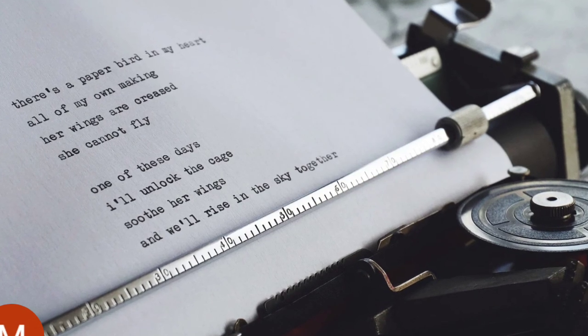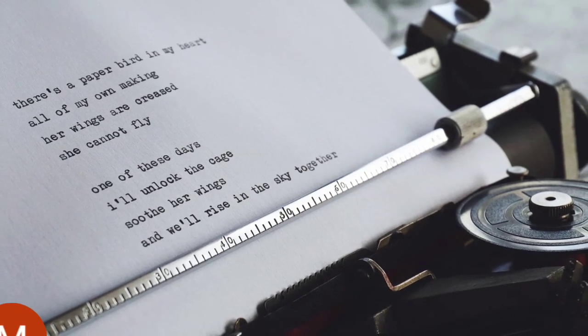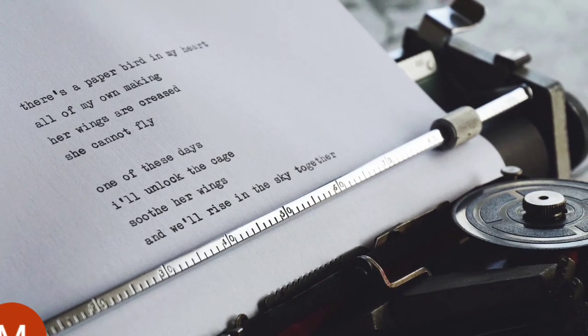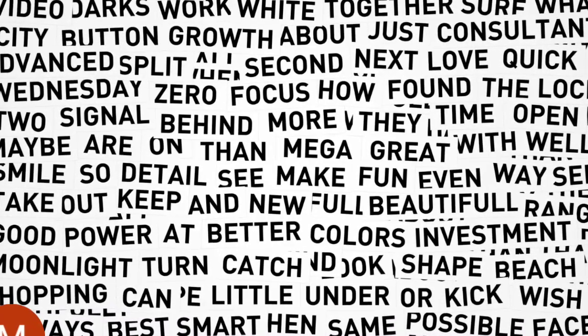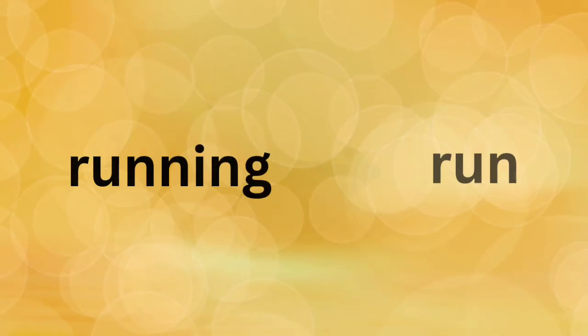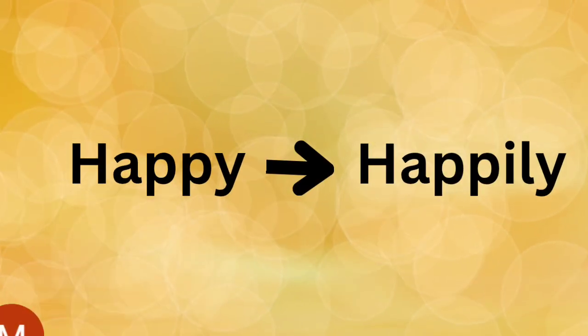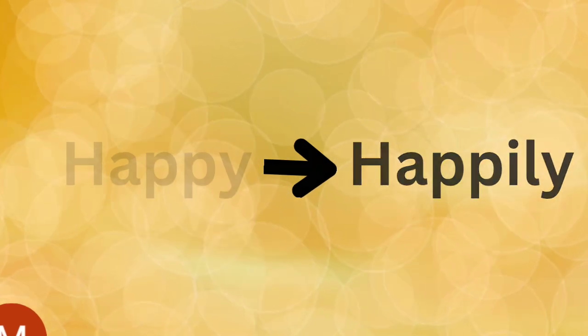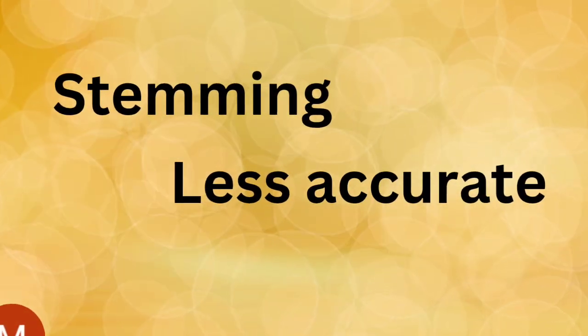Stemming and lemmatization are text pre-processing techniques in natural language processing, NLP, used to reduce words to their base or root form. Stemming is a rule-based approach that chops off word endings to obtain the root form, often resulting in words that may not be valid in standard language. For example, the word running would be reduced to run, and happily might become happili, which is not a proper word. Stemming is faster but less accurate, as it does not consider the meaning of the word.